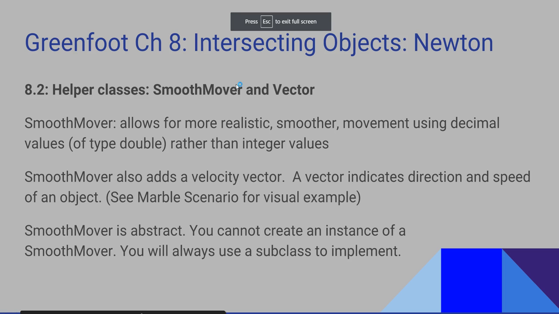To review, to help with the Smooth Mover and Vector classes: Smooth Mover uses doubles to make it more realistic. It uses a velocity vector that has direction and speed, and it is abstract. You cannot create an instance of a Smooth Mover.